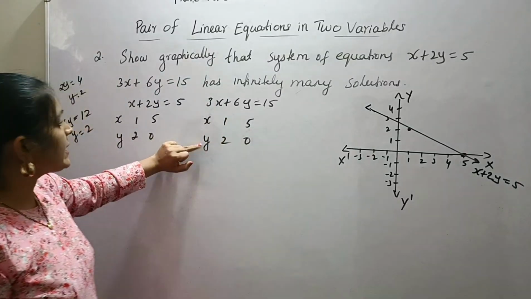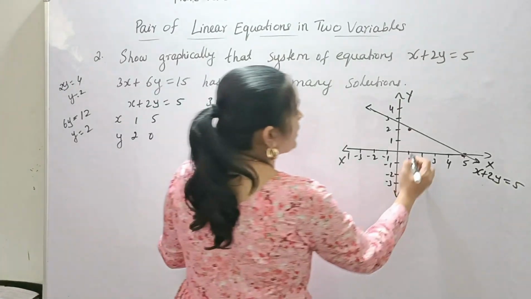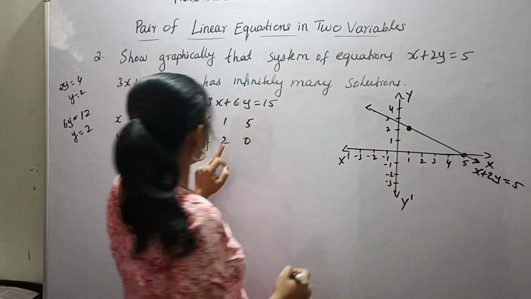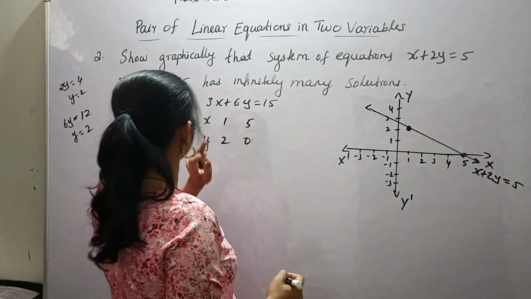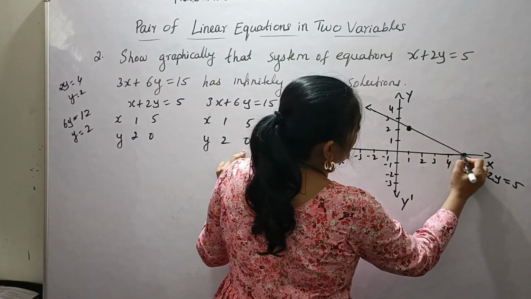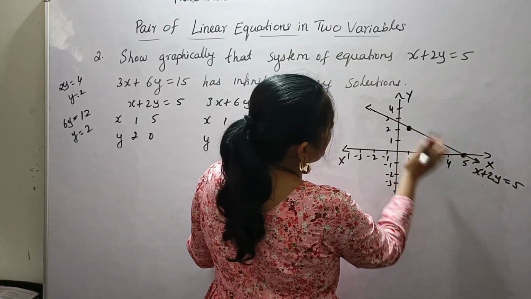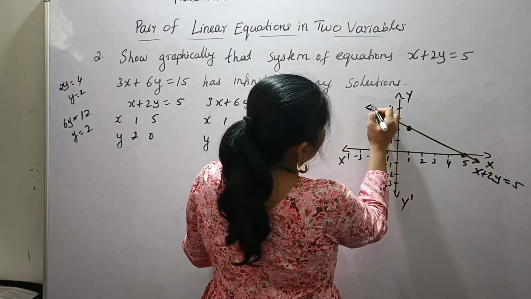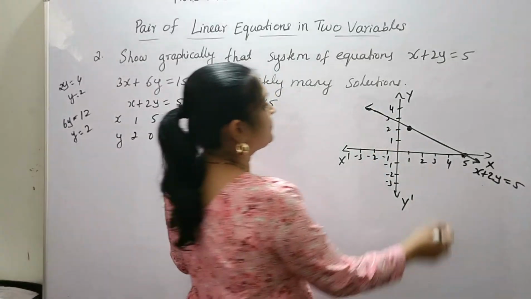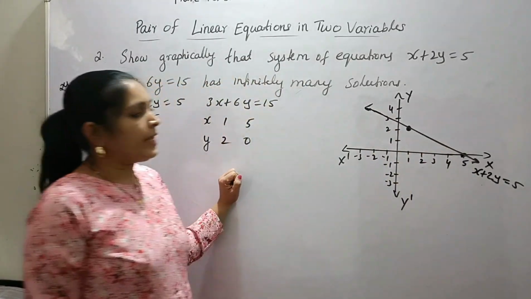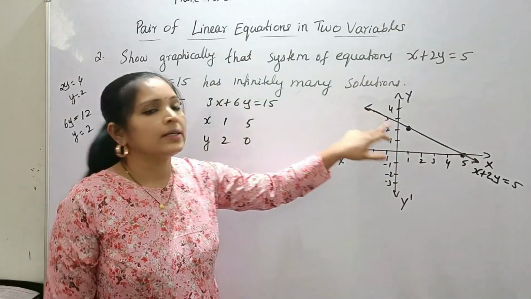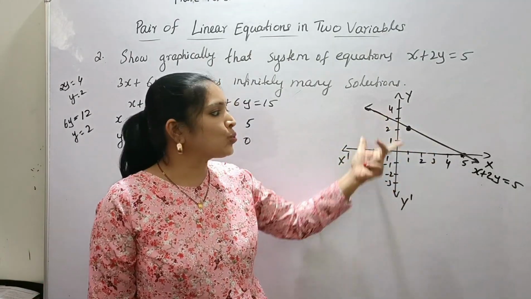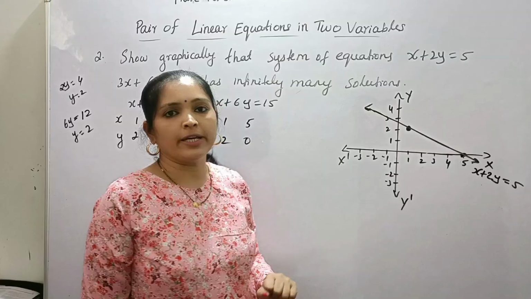Next, when x is equal to 1, y is equal to 2. It is the same point, right? And 5, 0, same thing. So here it is the same line, right? Same line. So here, see, these two lines coincide with each other, right?